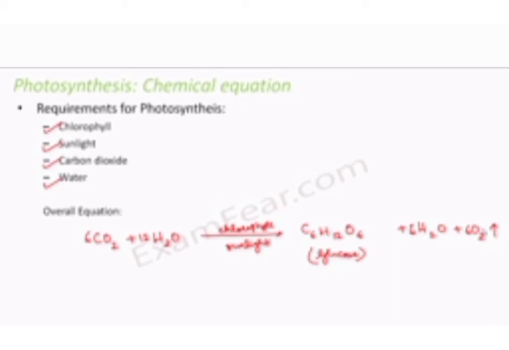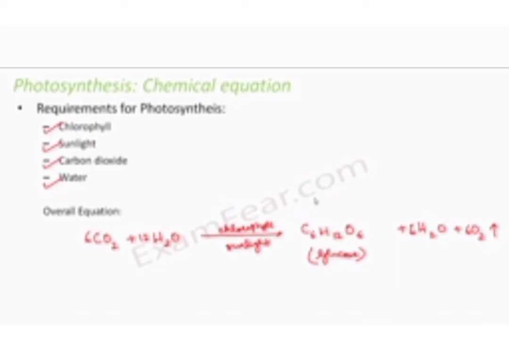Now other than these, it is not that for a plant to live healthy, only chlorophyll, sunlight, carbon dioxide and water are needed. Other than these, plants also need many other nutrients like nitrogen, phosphorus, sulfur, etc. Those nutrients are again classified into macronutrients and micronutrients depending upon the requirements of the plants. There are some nutrients which are needed in large amounts. They are called macronutrients. There are some nutrients which are needed in lesser amounts, and they are known as micronutrients. Right?